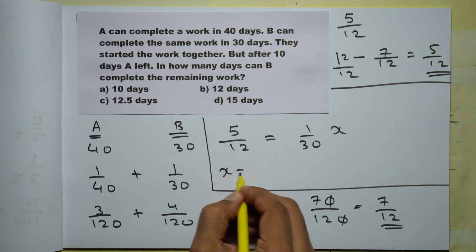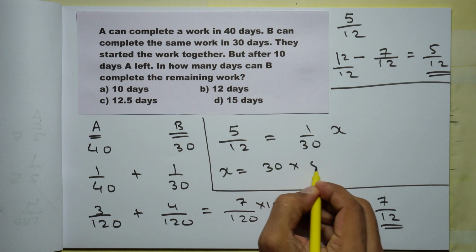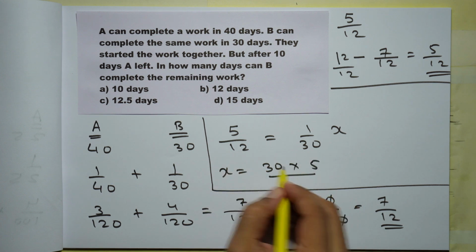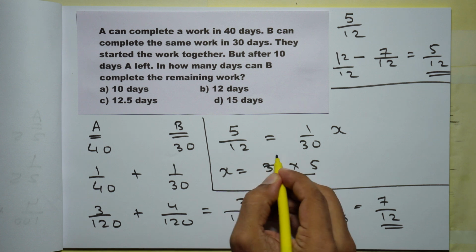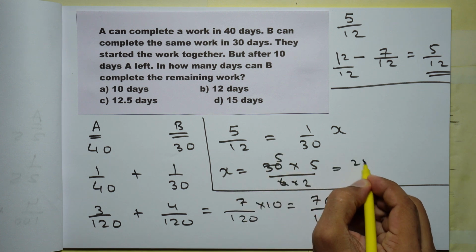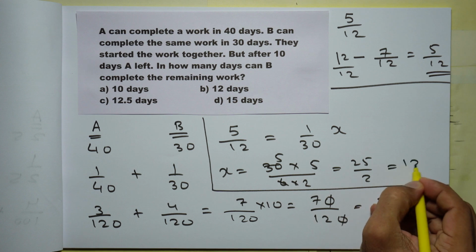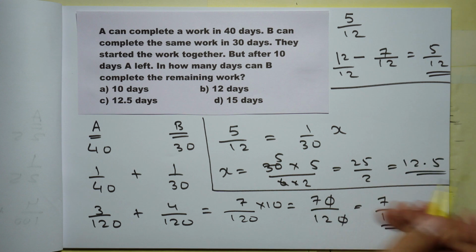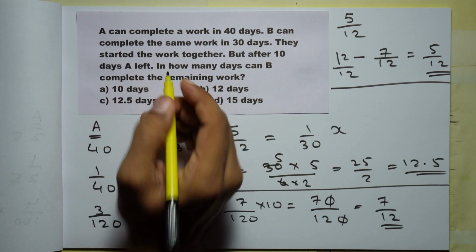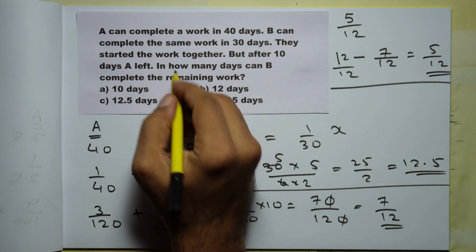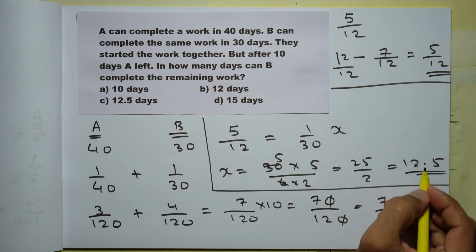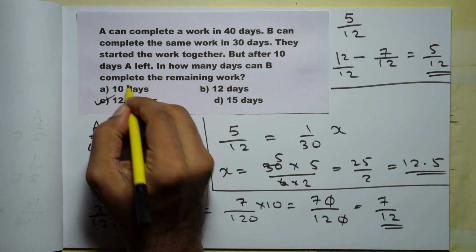So x you will get as 30 into 5 by 12. 12 I'll just write as 6 into 2. 6 divides 30 five times. So 5 into 5, 25. 25 by 2 gives you 12.5. So after the 10 days A left, and the remaining work can be done by B in 12.5 days. So B can complete the remaining work in 12.5 days. Option C.